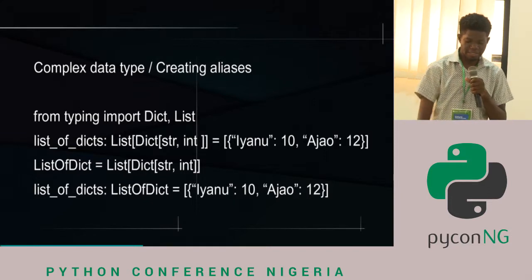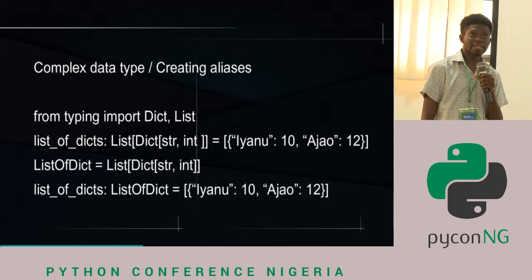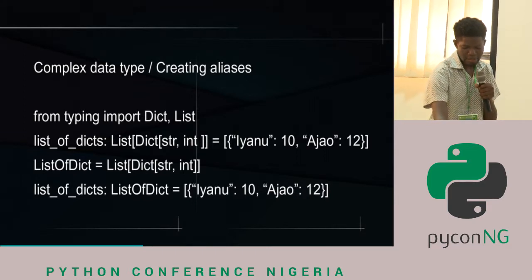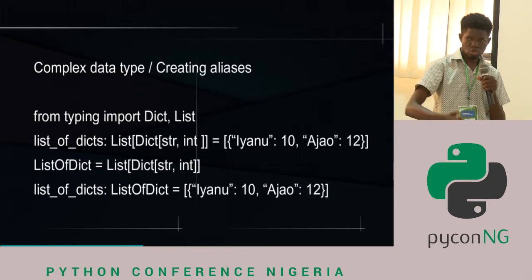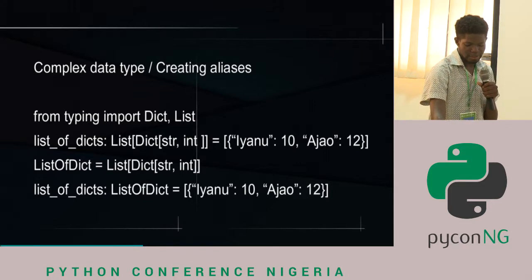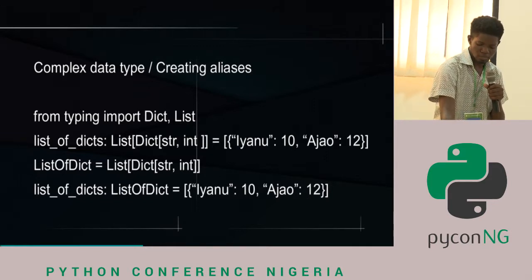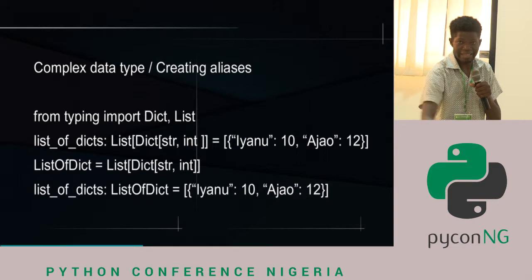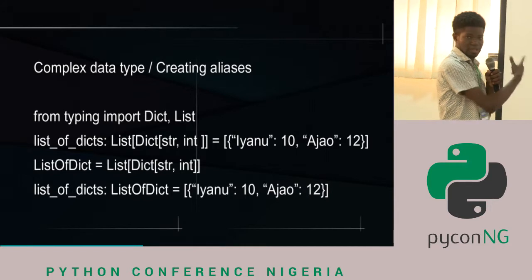Another feature of typing is you can create aliases, because there are some data structures that are very complex. For instance, I imported a dict and a list. This list contains a dictionary, so this is a list of dictionaries, and the dictionary has a string key and an integer value. Instead of writing something like this, which is too long, you can just use an alias, list of things, and you can now use that list of things as the type. I don't know if you understand what I'm saying.